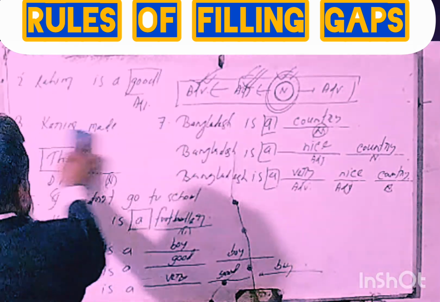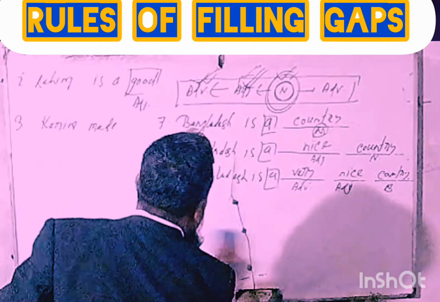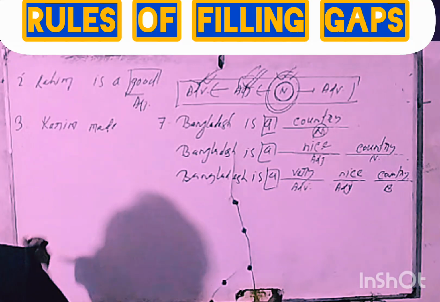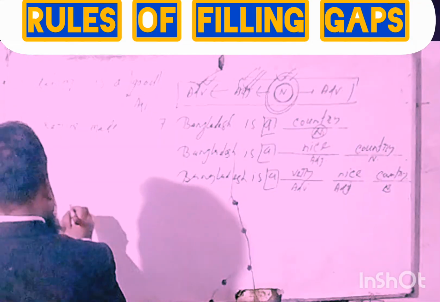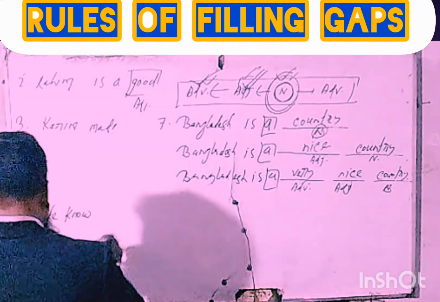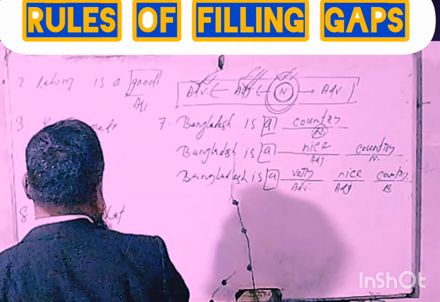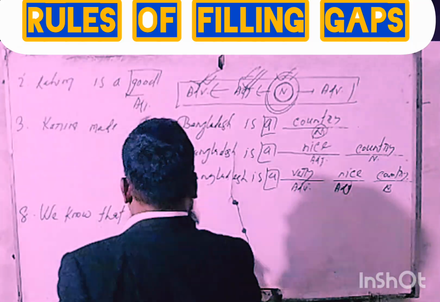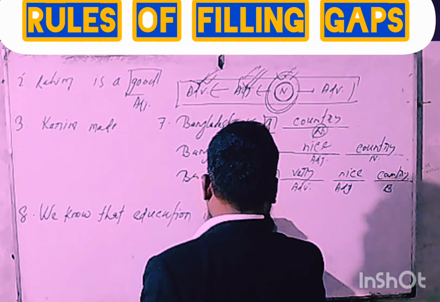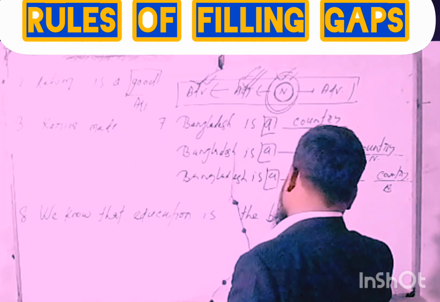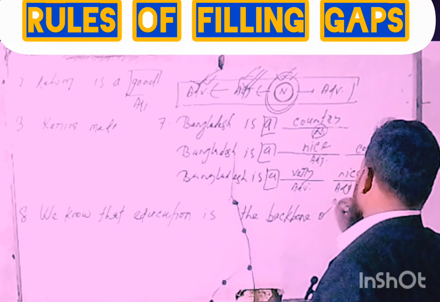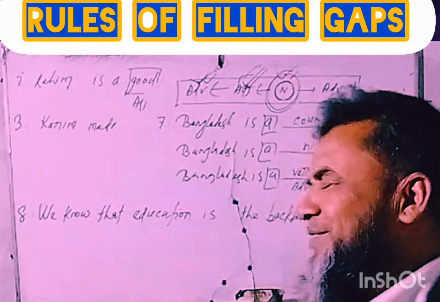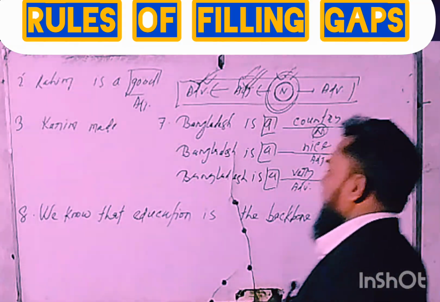My dear learners, now think about the last point. After a conjunction, any word must be a noun. Suppose, we know that education is the backbone of a nation. Okay, my dear learners, let's take a look at the board and try to understand.